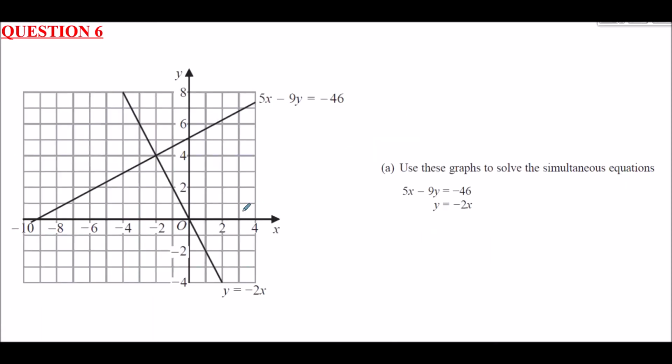Question 6, we've got 2 straight line graphs, so one's been given already, and the other has as well. If you notice, these equations here are the same as these that we're going to use to solve. So first of all, 5x minus y equals minus 46. That's the red line here, so I'm just going to colour this one in red. The next one, y equals minus 2x, I'm going to highlight in blue.